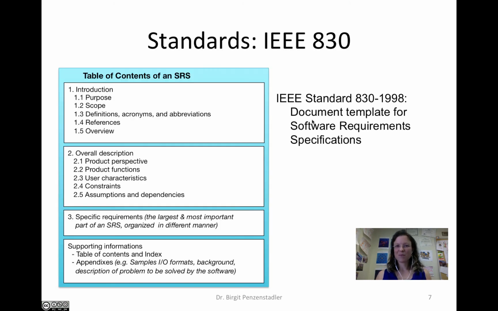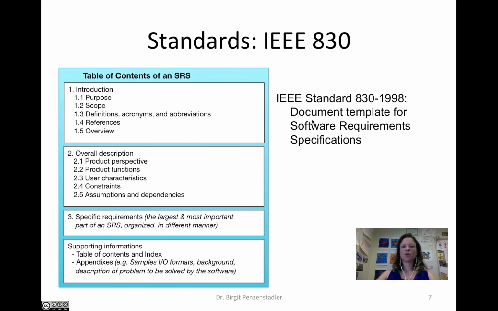So, one of the 2 standards that we'll briefly talk about today is the IEEE 830. IEEE 830, you see it comes with 1998 behind it, which means this version is from 1998. So it's been around for quite a while, and it is a document template for software requirement specifications. I'll already tell you, this one has been superseded by now, but it's still fairly in use, and therefore I wanted to introduce it to you.